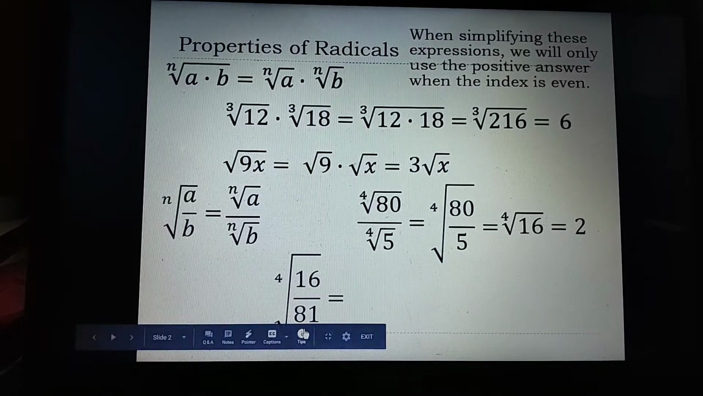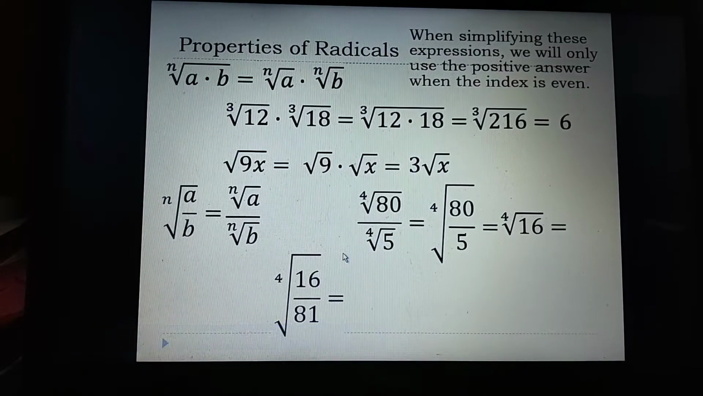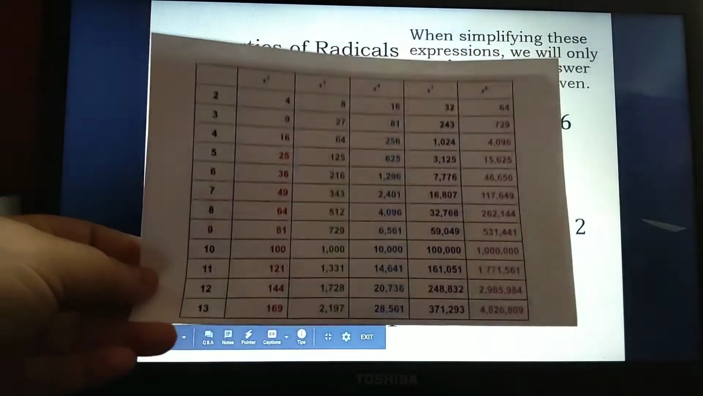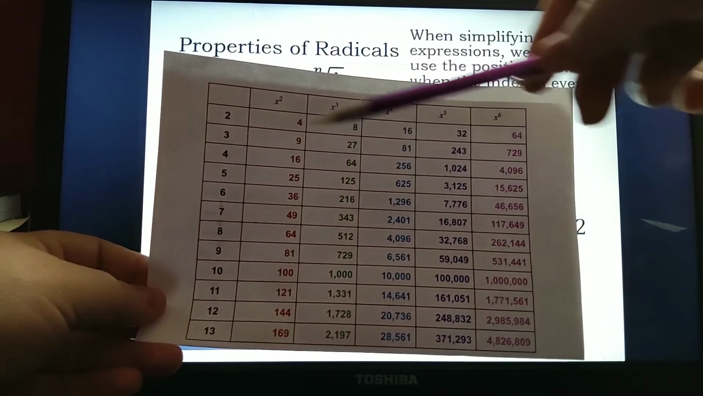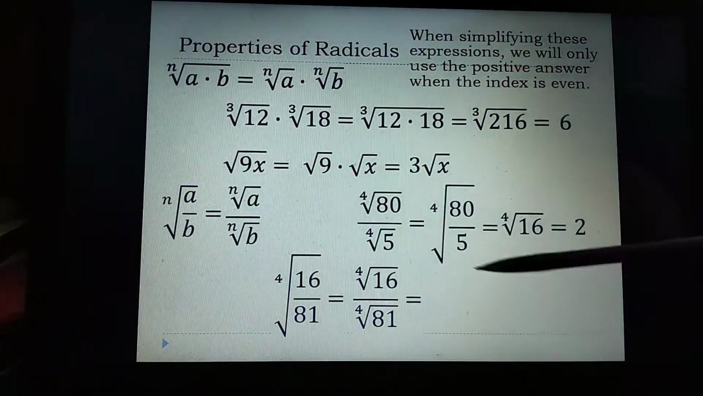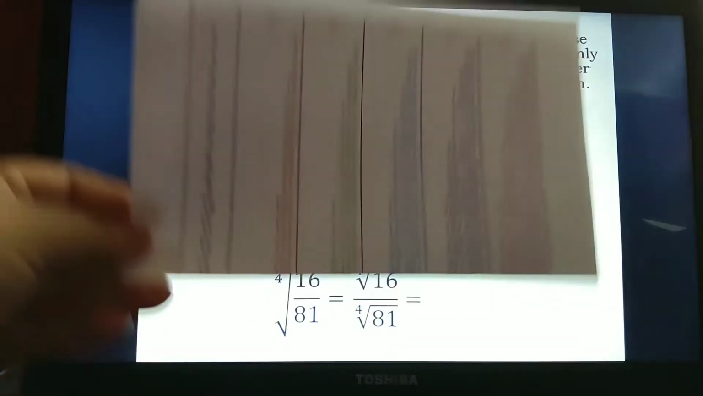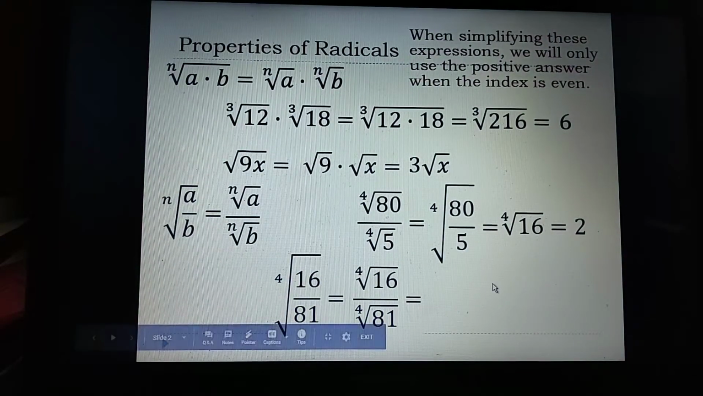Okay, now we look at this one. We've got 16 over 81. If you divide 16 by 81, you get some weird fraction. So we're going to split it up into two radicals. Now you're going to go to your fourth root list. So the fourth root of 16, look at that, it's on there. That's 2. And then the other number was the fourth root of 81. So the fourth root of 81 is 3. So the top becomes 2, the bottom becomes 3. You're done.